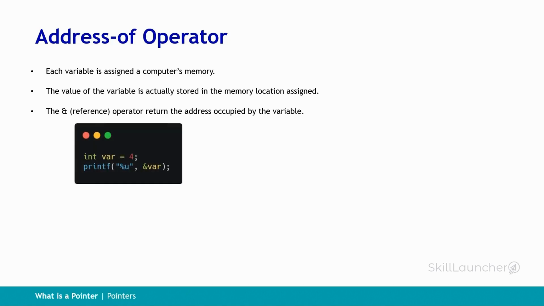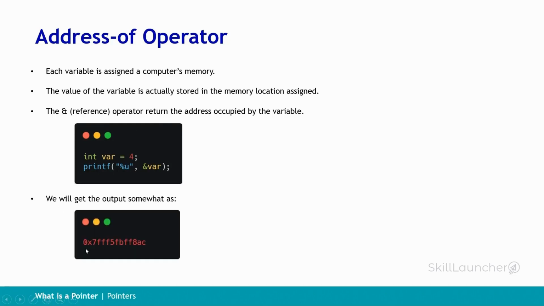Let us take an example. Let's say we have declared this integer variable var with a value 4, and now we would print the address of variable using &var. So it would give the exact hexadecimal address representation of this variable. Here we will get the output somewhat as a hexadecimal number. This is nothing but the address of this variable. It can be anything according to the memory allocated.